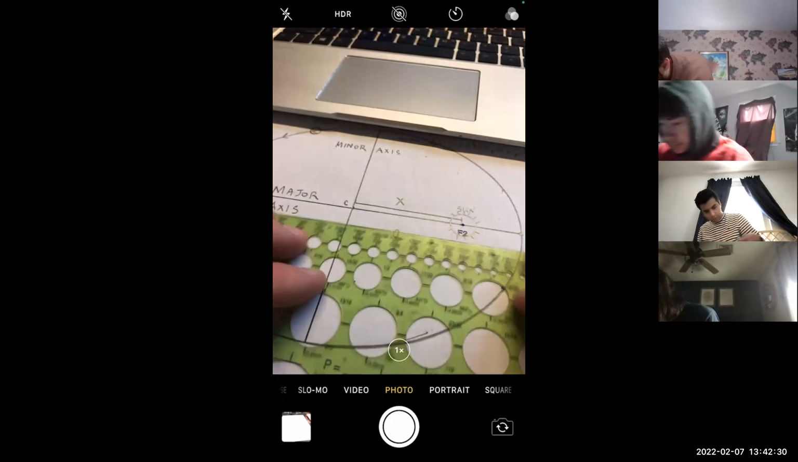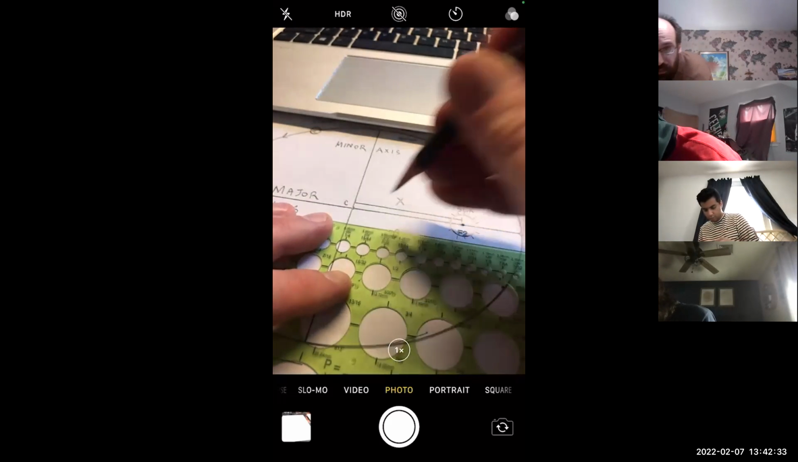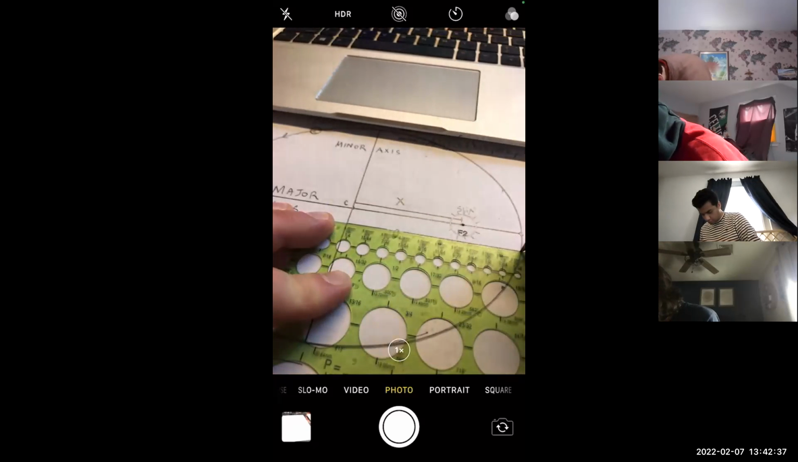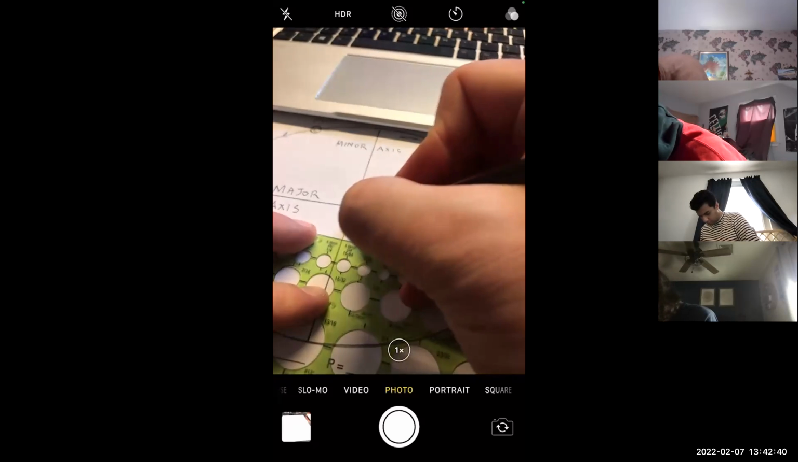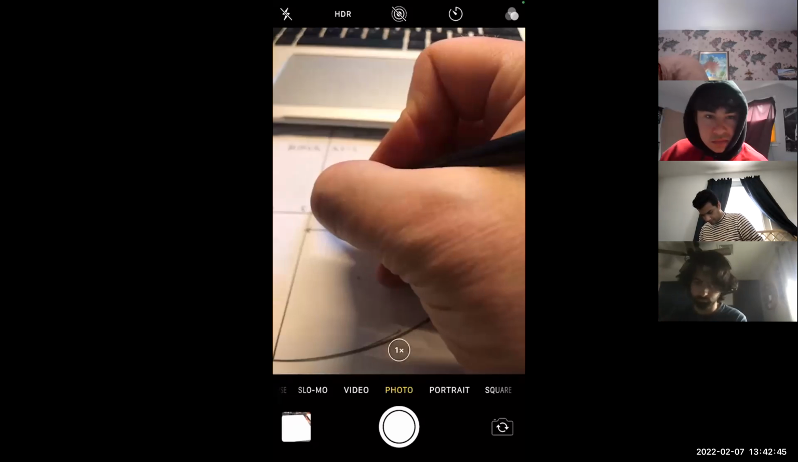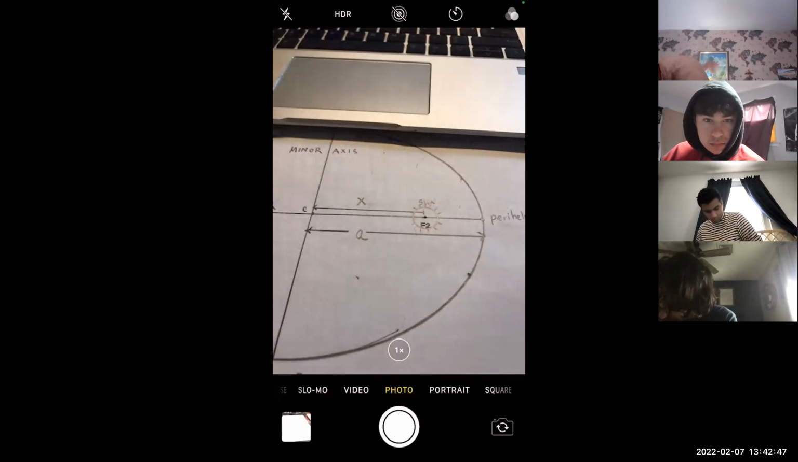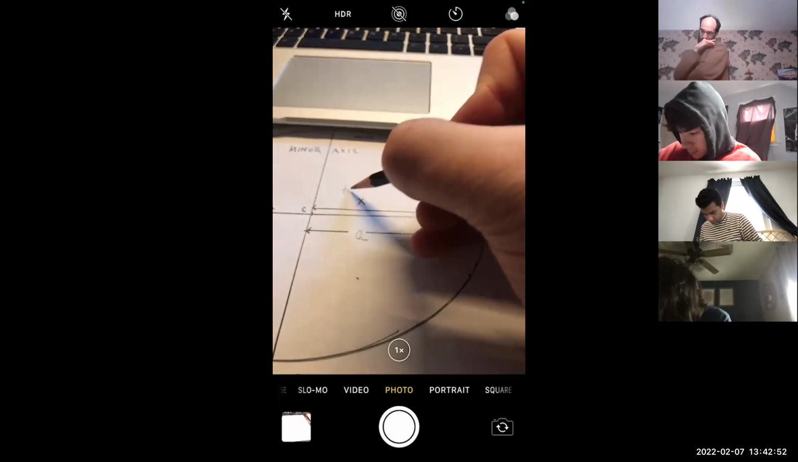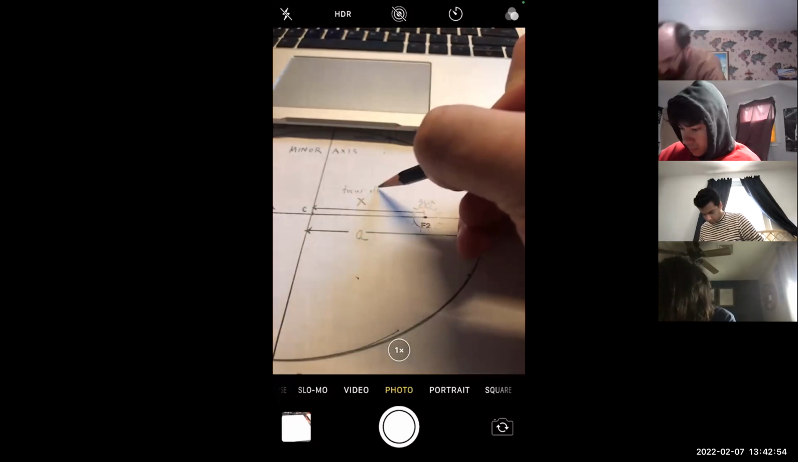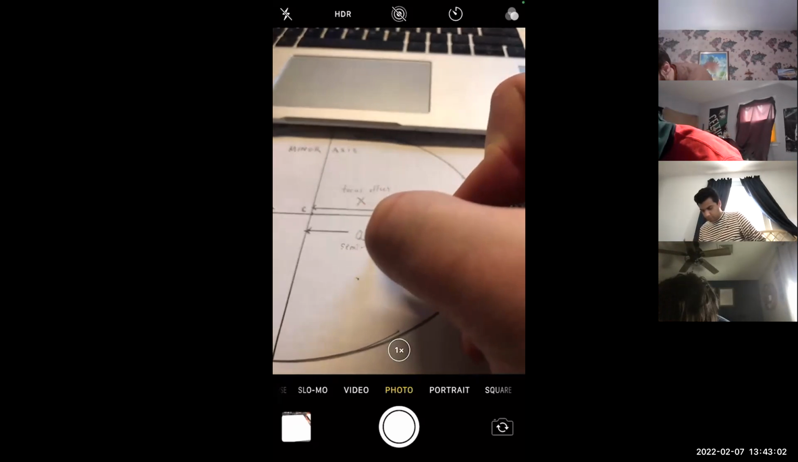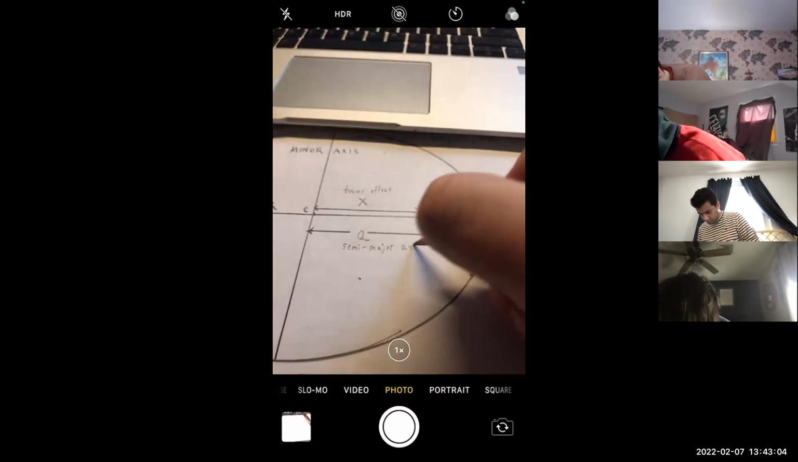But A, the semi-major axis, is going to go from the center all the way to perihelion. So A is the semi-major axis. It's half of the major axis, whereas X is the distance from the center to the focus point. So X is what we call the focus offset, and A is what we call the semi-major axis. We can write that in as well.